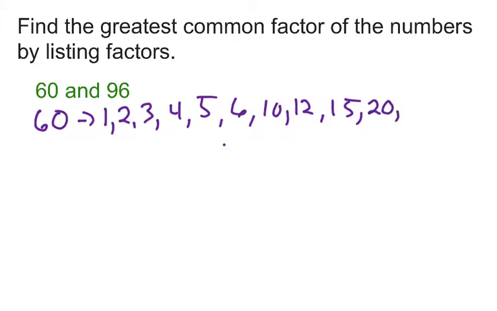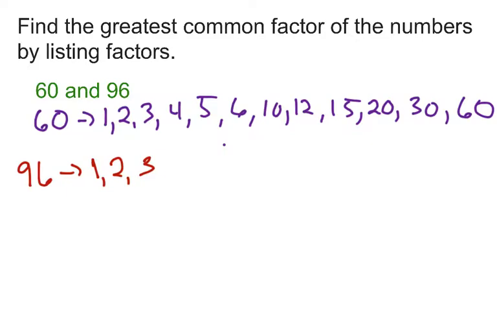And I just want to make sure that I list them in order for you. That also helps me know that I'm not missing any. And then we can list the factors of 96. We have, of course, 1 times 96, 2 times 48, 3 times 32, 4 times 24, 6 times 16, and 8 times 12.